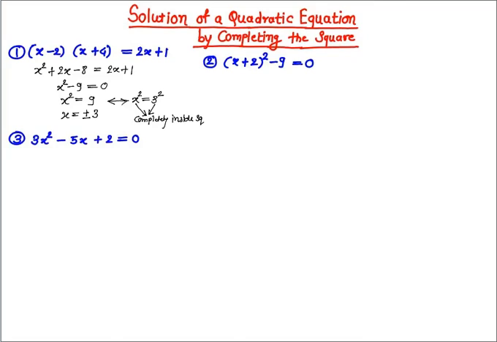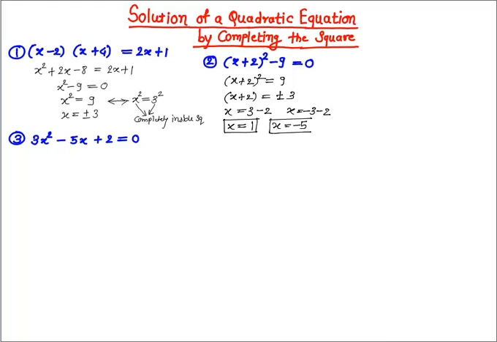Similarly, if we take second example, that is (x + 2)² − 9 = 0, and if we solve this, what we get? (x + 2)² = 9, and if we take the square root on both sides, we get x + 2 = ±3. So x = 3 − 2 and x = −3 − 2. So what we get? x = 1 and x = −5. These are the two roots we got for the given quadratic equation.